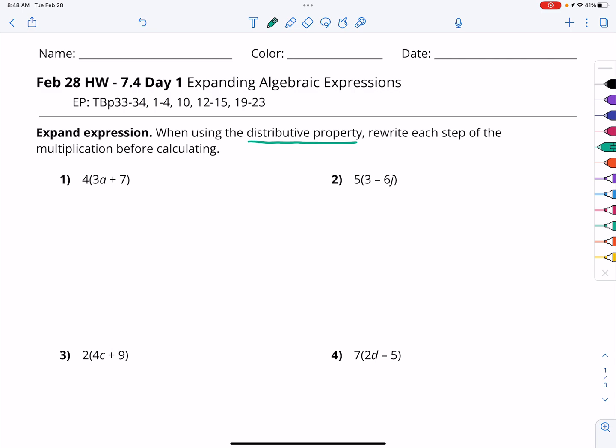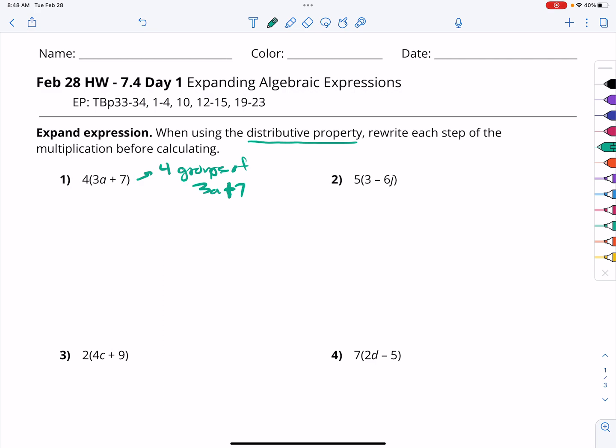So we are going to be expanding this, and what this means here is that we have 4 groups of 3a plus 7. If you want to look more in depth at what a visual model would look like for this, I would strongly recommend watching the other video that's called Expanding Using the Distributive Property. But here we're going to move right into the calculations.